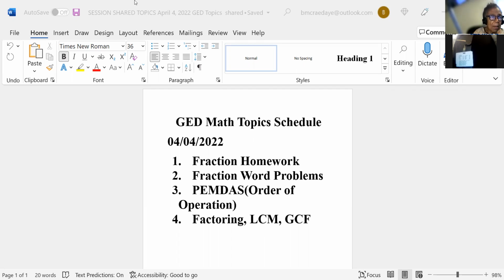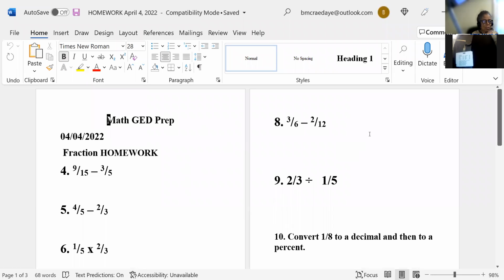Now let me bring up a new share and bring up the fractions homework. Okay, now do you see the fraction homework, Mercedes? Yes, yes. And you said you didn't get this.